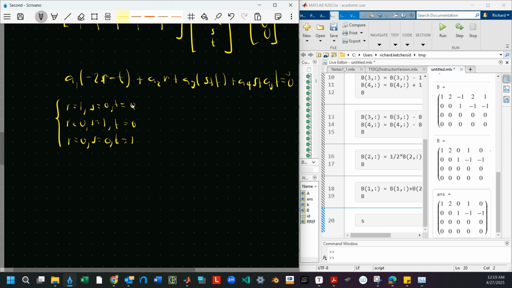So in this first case, what I get here is minus 2 a1 plus a2 equals 0. So that's going to tell me that a2 is equal to 2a1. Okay. And then what I get here is minus a1 plus, s is 1, so plus a3 plus a4 is equal to 0.